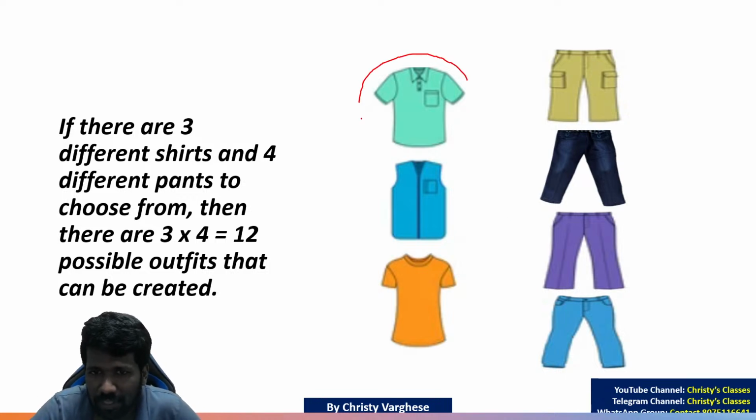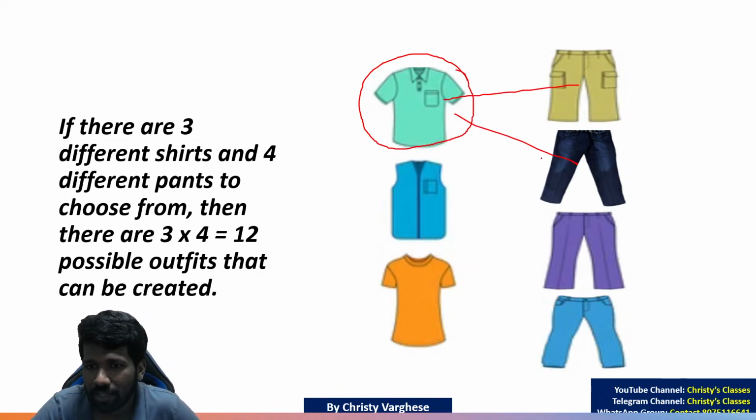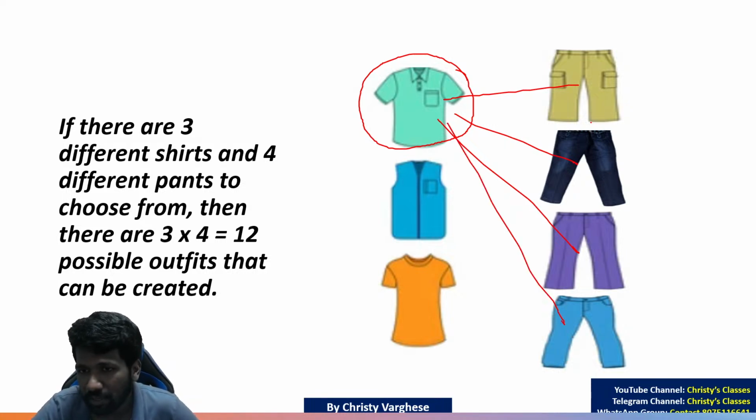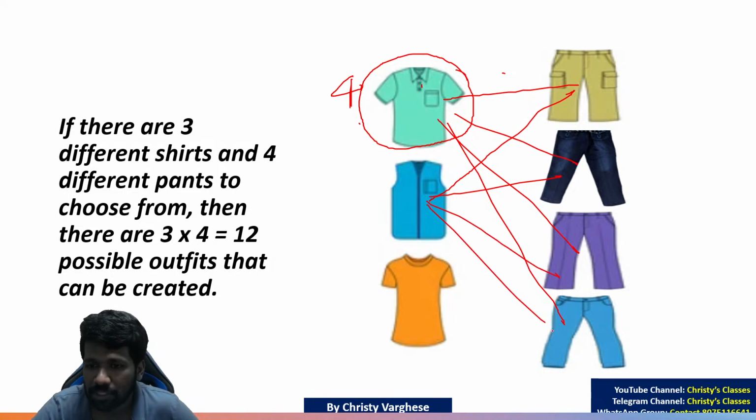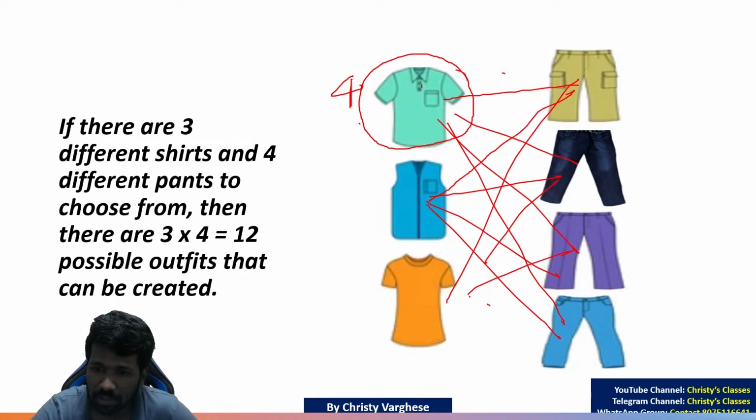So if I fix the first shirt, I can choose a pant in 4 ways. First shirt, 4 pants: shirt 1 pant 1, shirt 1 pant 2, shirt 1 pant 3, shirt 1 pant 4. So 4 choices for that. Similarly, shirt 2 also has 4 choices. Shirt 3 also has 4 choices.